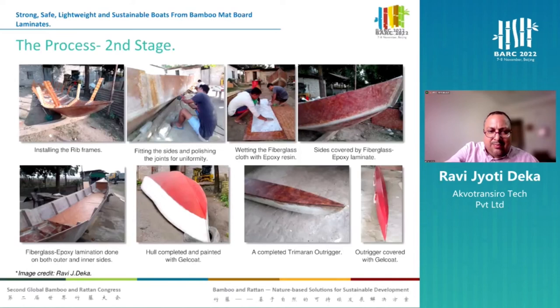And once the entire boat is constructed, as you can see in the fifth photograph, we have installed already the floor. And once the boat is built, we cover it with a gel coat. And there you can see that the boat, visually, has no difference from a fiberglass boat. And since this model which I'm building is a trimaran, which needs two narrow outriggers on the side, these are the photographs of the outrigger pontoons, which are also made from bamboo mat board, and they are filled with foam to make them basically unsinkable.